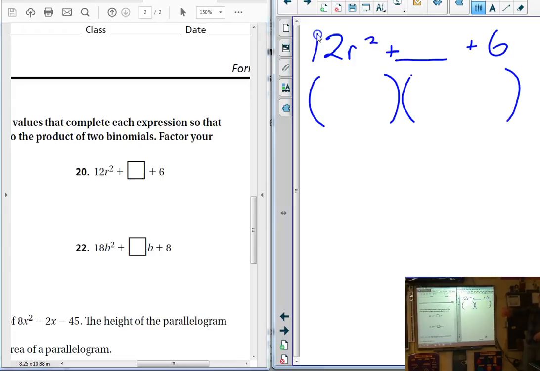There will eventually, not here in 11.6, be times where this is nothing, but not in this scenario. So to get the 12r, I have a bunch of options. I could use 4 and 3, I could use 2 and 6, I could use 12 and 1. If I do 2 and 6, just a random choice, what other constraint do I have? Ethan? Positive 6 at the end. So how could we get that? Positive 1 and positive 6. Sure.